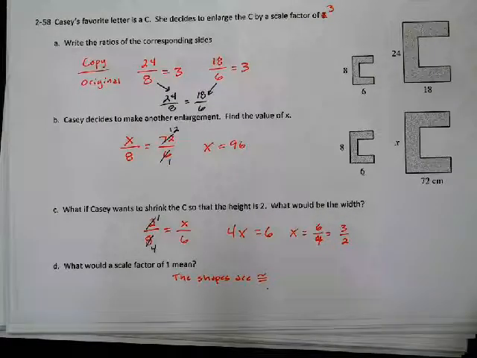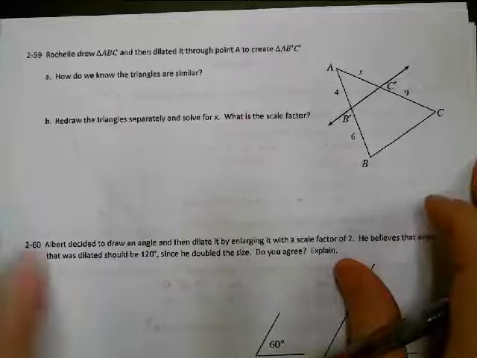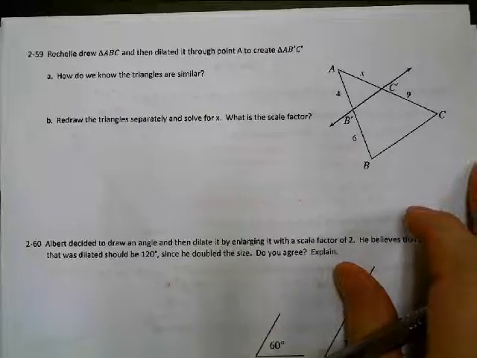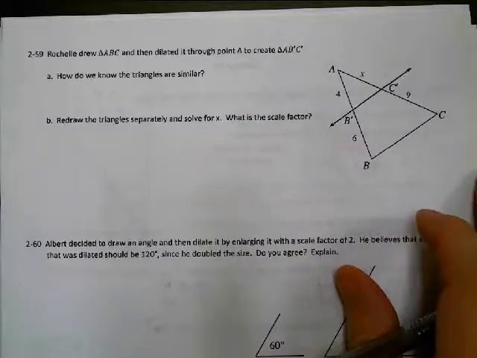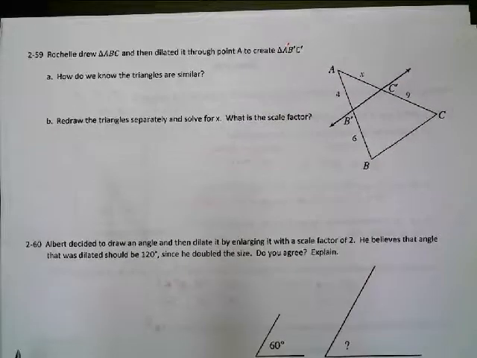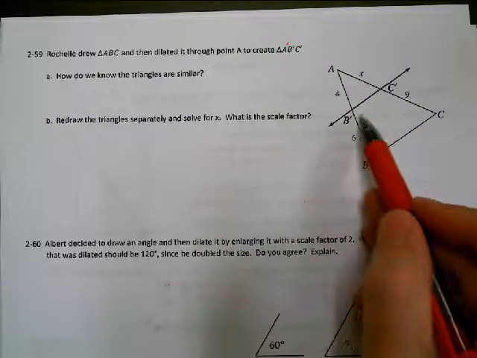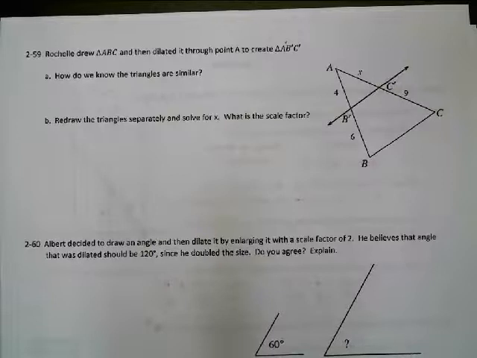Backside. Almost done here. Okay, Rochelle drew triangle ABC and then dilated it through point A to create A prime, B prime, C prime. Okay, so here's her original, and she dilated it. So it looks like she shrunk it. So this should have a scale factor that's a fraction, because it's getting smaller.